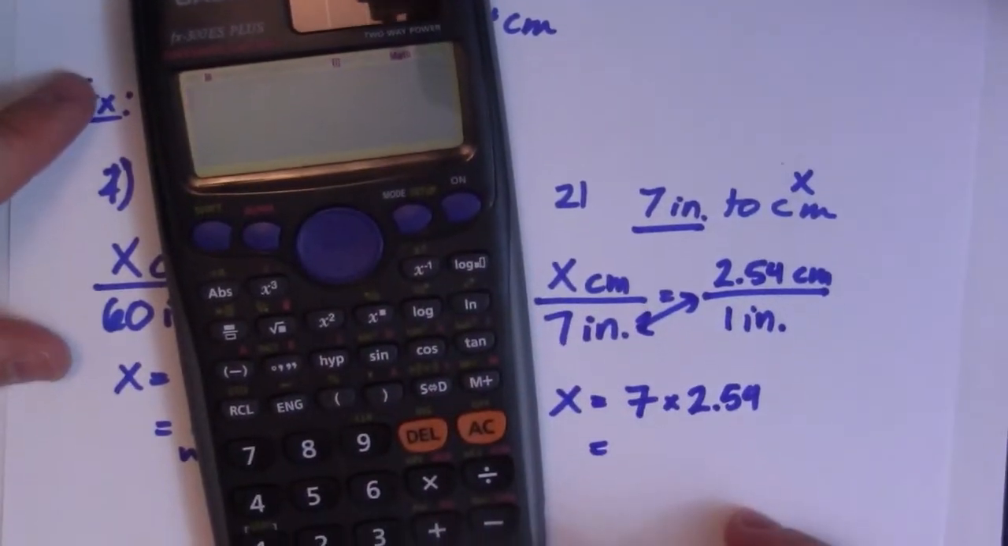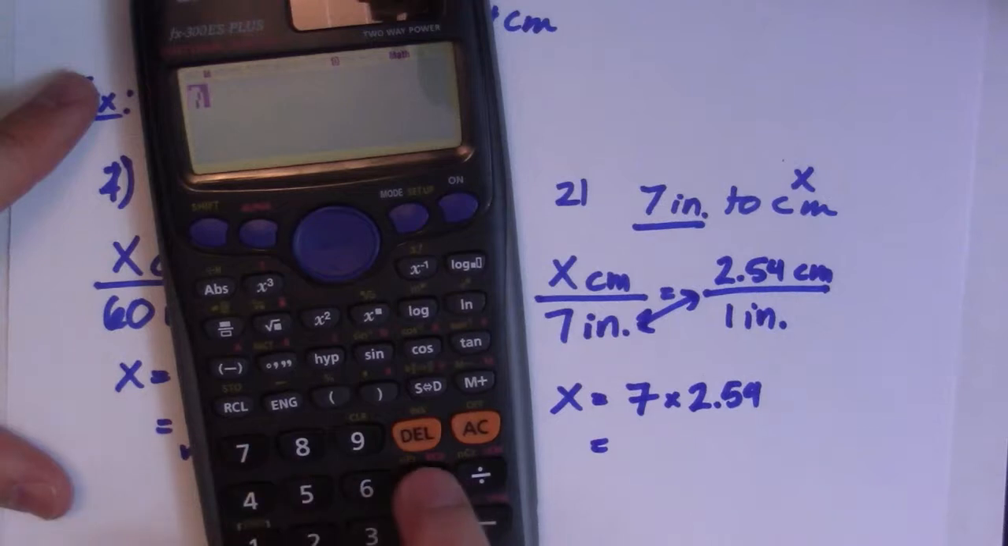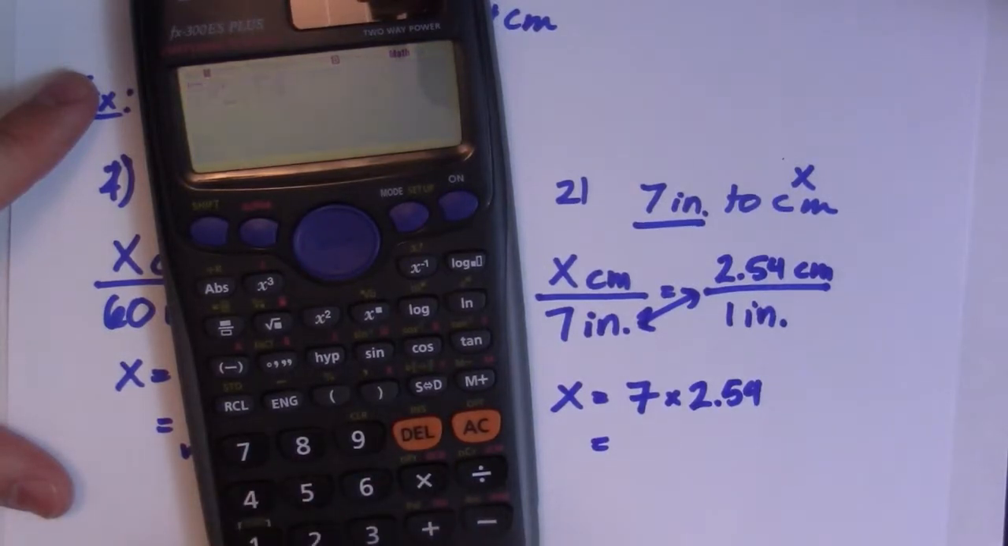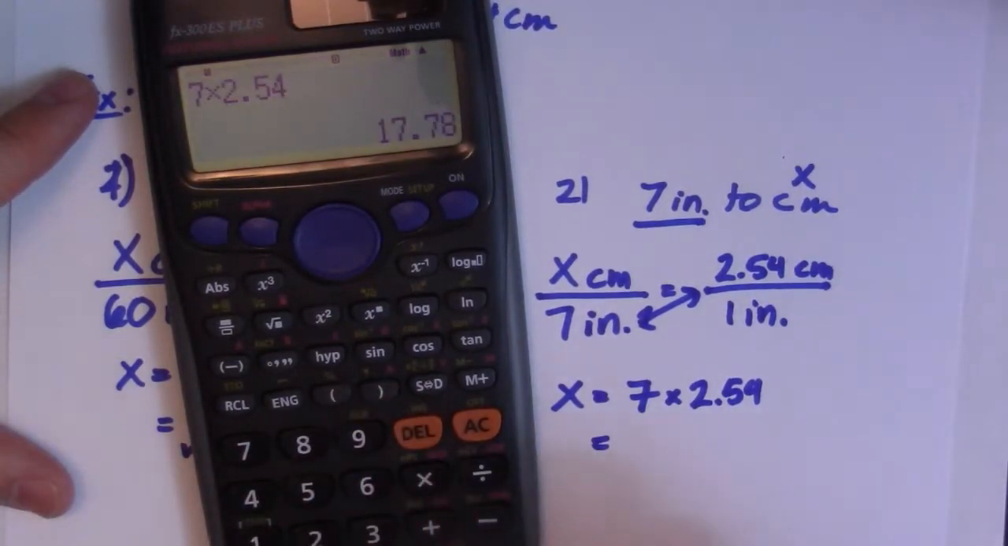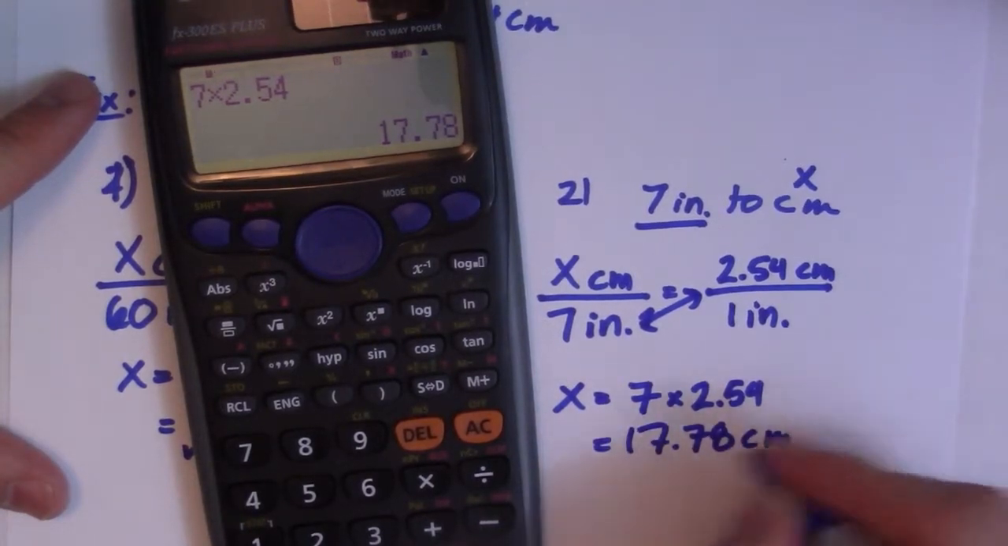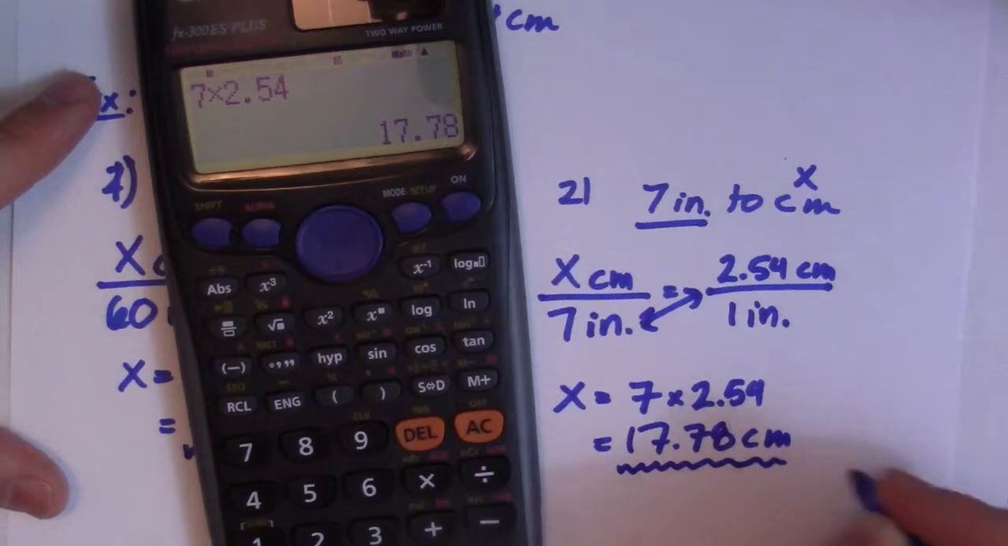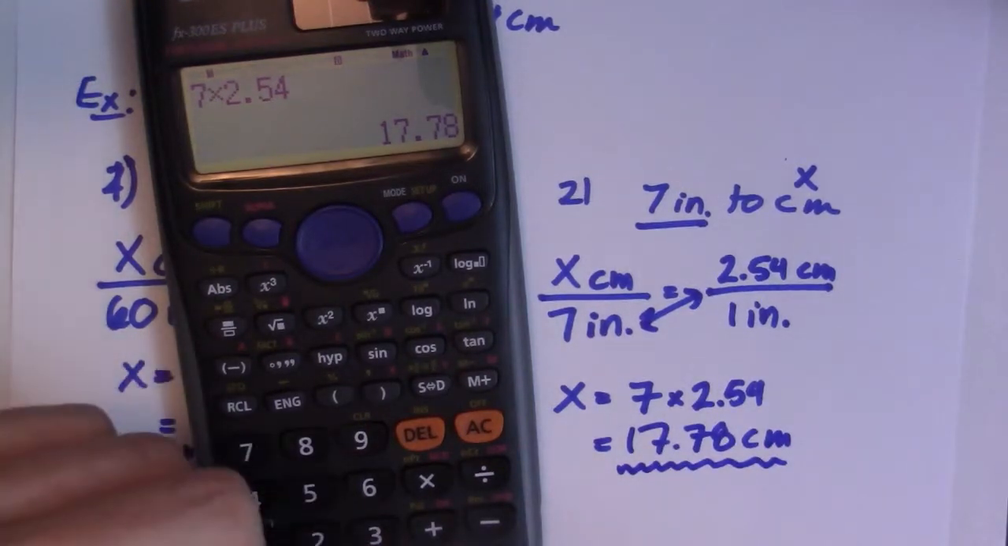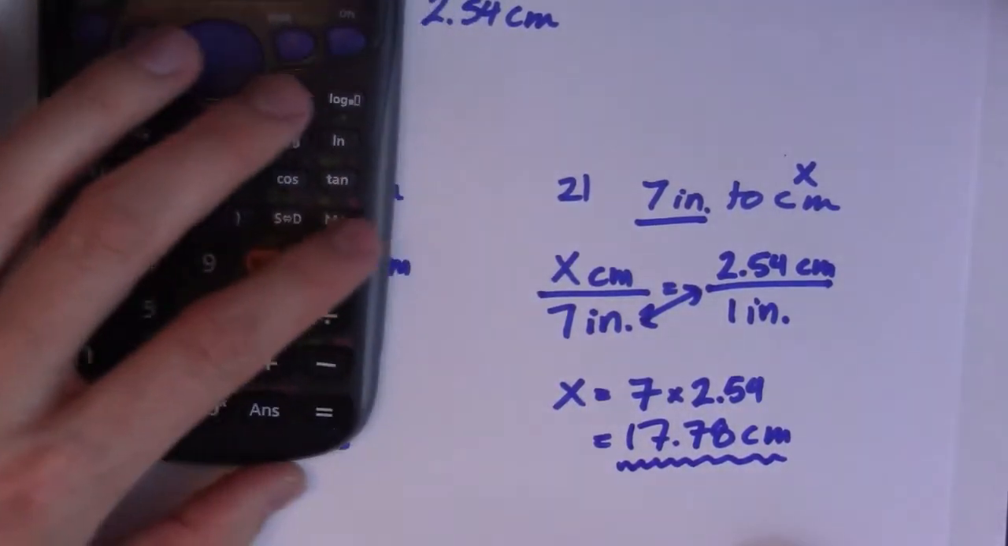Trust the old calculator. If you need a calculator, get a Casio like this one. Got it for like $10 and it's amazing. And that is 17.78 centimeters. And there it is, guys. Very, very nice.